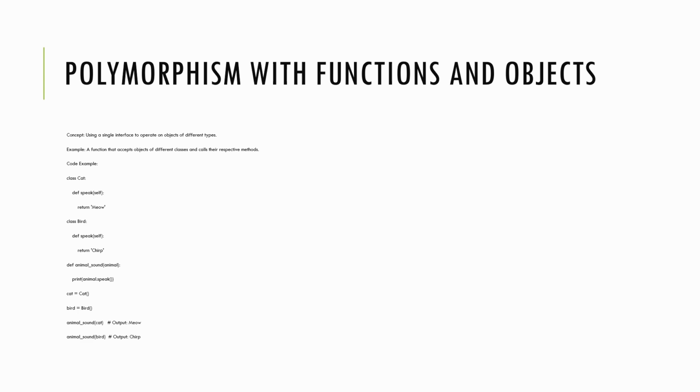Polymorphism can also be used in functions that accept objects of different types. Here's an example with the animal sound function. This function accepts an object of any class that has a speak method, whether it's a cat, bird, or any other class with a speak method. By calling animal sound, we can pass in different objects, and the correct method is called depending on the object type, demonstrating polymorphism in action.